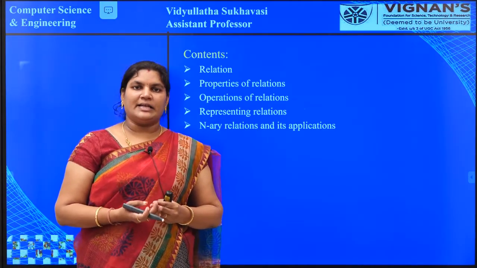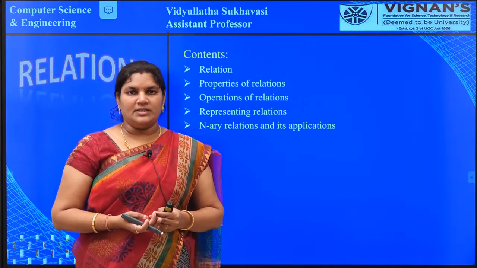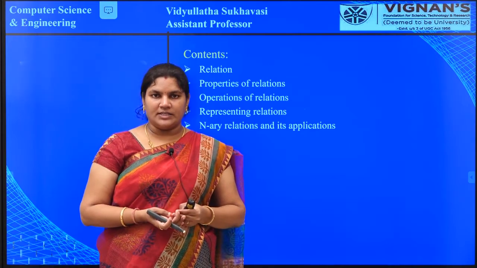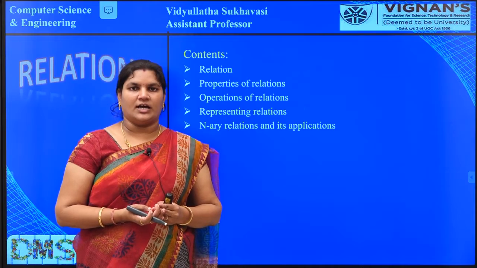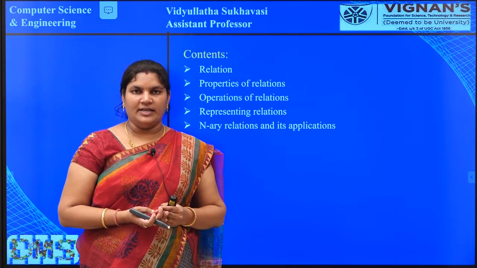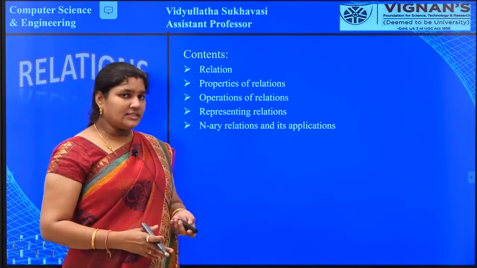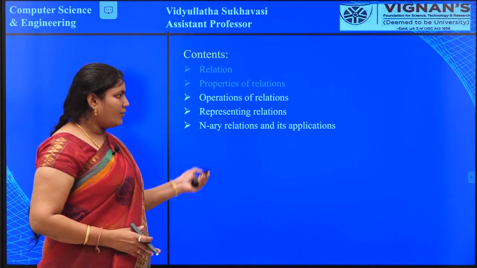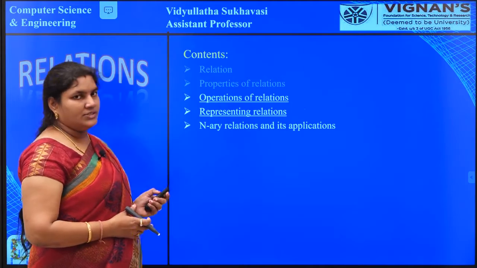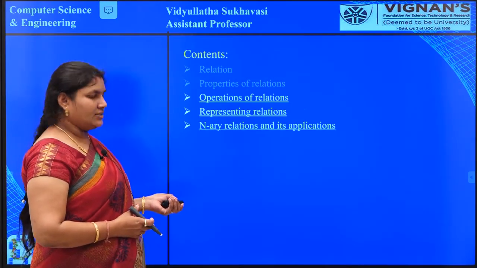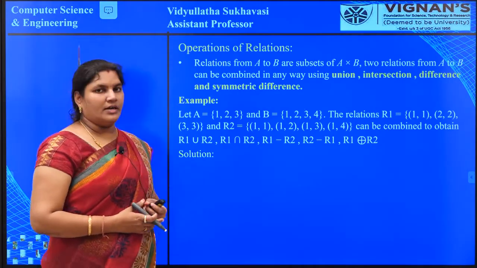And next, the asymmetric property. It is the opposite of the symmetric property. That means if the A comma B ordered pair is present in the relation R, then the B comma A ordered pair should not belong to the relation R. Then only we can say that it is satisfying the asymmetric property. Next, in this class, we are going to cover the concepts of operations of relations, representing relations, n-ary relations and its applications. So now we will start the concept of operations of relations.